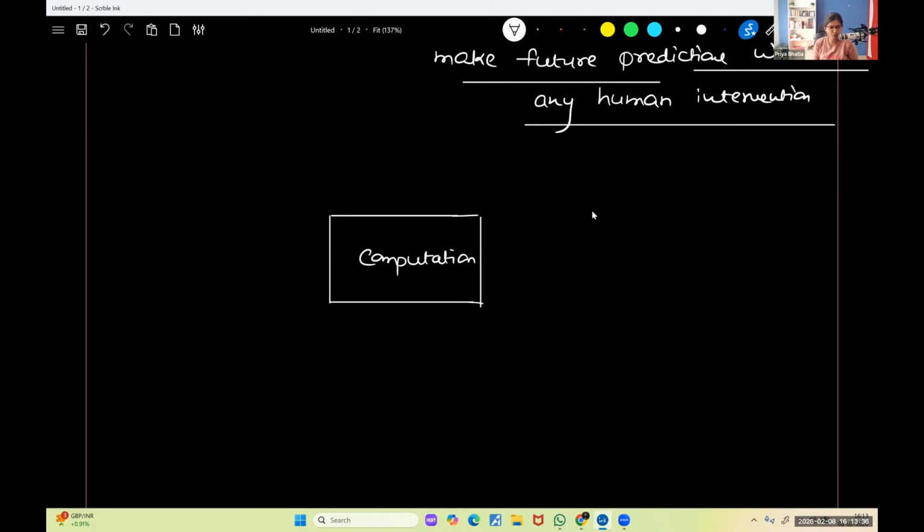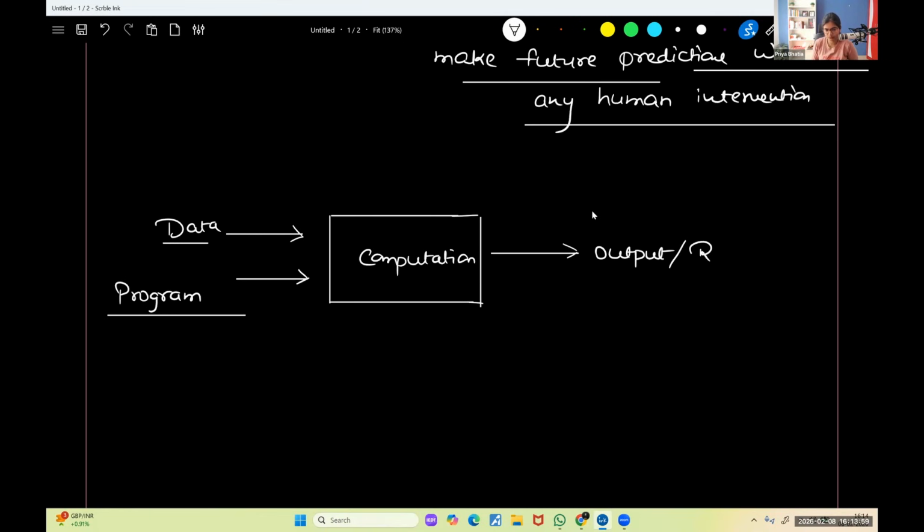So over here, our main focus is that let's say we have data and the program. Based on that, it will try to do a computation and we will be able to achieve the output, or we will be able to achieve the results for it.